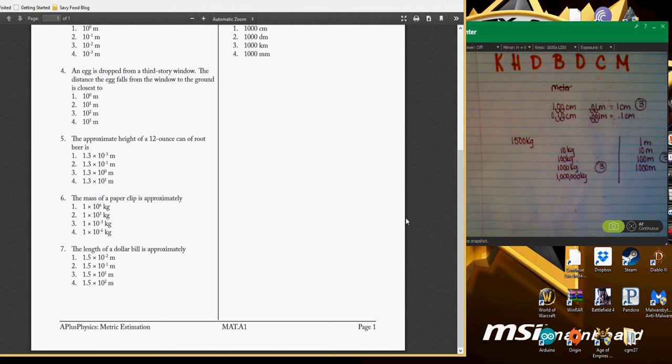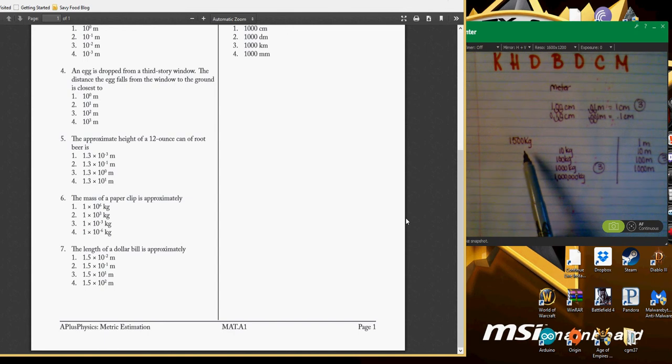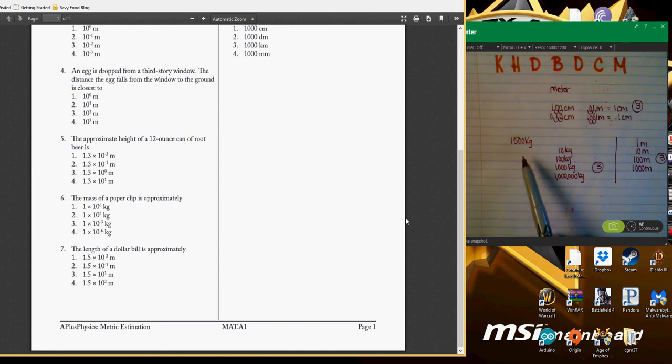For question number 6, we have 1 times 10 to the 6th, which is the approximate mass. Now, if I just look at this already, I know that 1 times 10 to the 6 and 1 times 10 to the 3 for a paperclip is way too large, since I know that the size of a car is 1,500 kilograms. So I should automatically go down to my choices being 3 or 4.